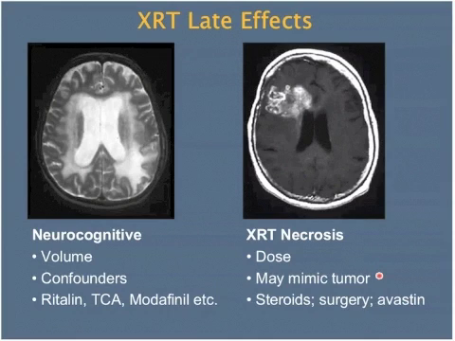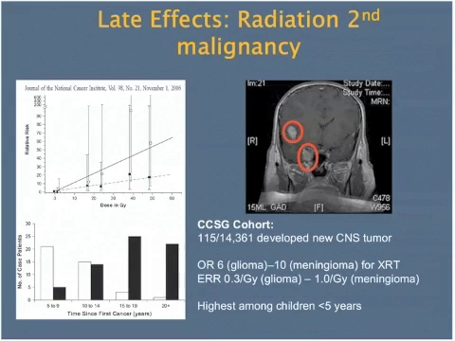And as we may hear about later, Avastin seems to be coming to the fore as an effective treatment for symptomatic radiation necrosis. And then just briefly, there is the potential for radiation to be associated with an increased risk of second malignancies, and this is seen most prominently in the pediatric population.